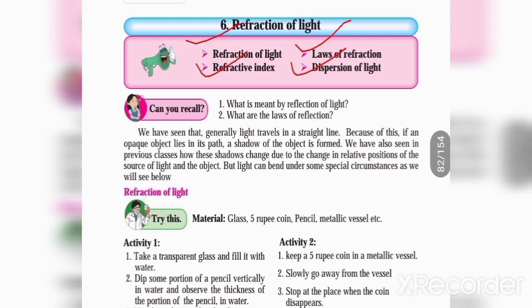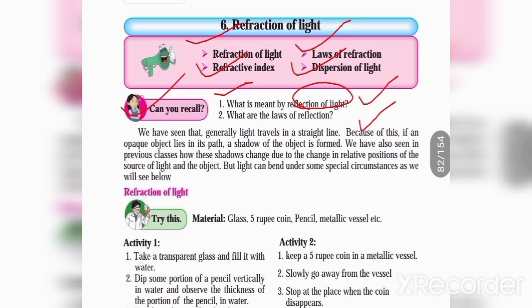Here, can you recall this point? There are 2 questions we have to recall. The first question given there is: what is meant by reflection of light? First, everyone needs to understand the concept of reflection and refraction. These 2 concepts are different. The first question is based on the reflection of light. What is meant by the reflection of light?